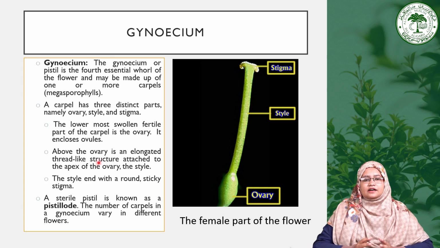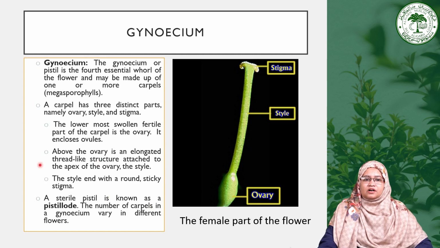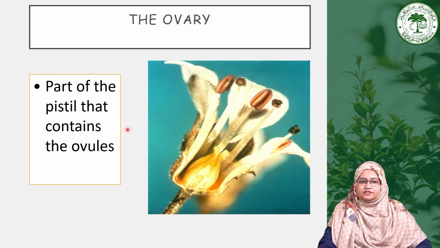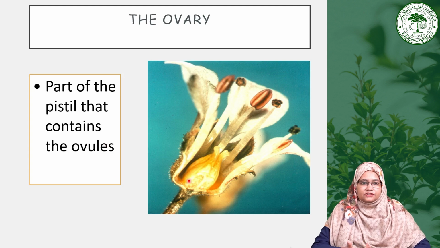Then the last floral part of the plant is the gynoecium. Gynoecium, as I have told you, is the female reproductive part of the plant, and it is made up of 3 main parts. The lowest one is the ovary, then in between there is the style, then there is a sticky structure called the stigma. The ovary contains ovules, and the ovule is converted into the seed after fertilization.